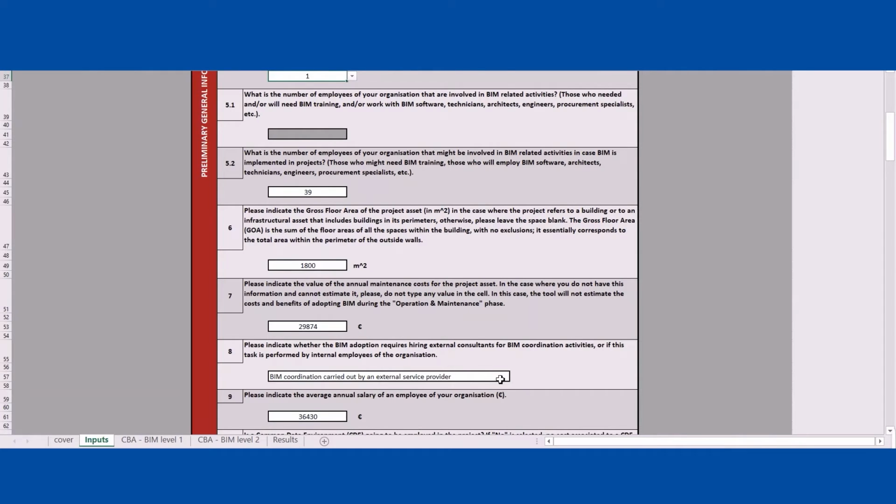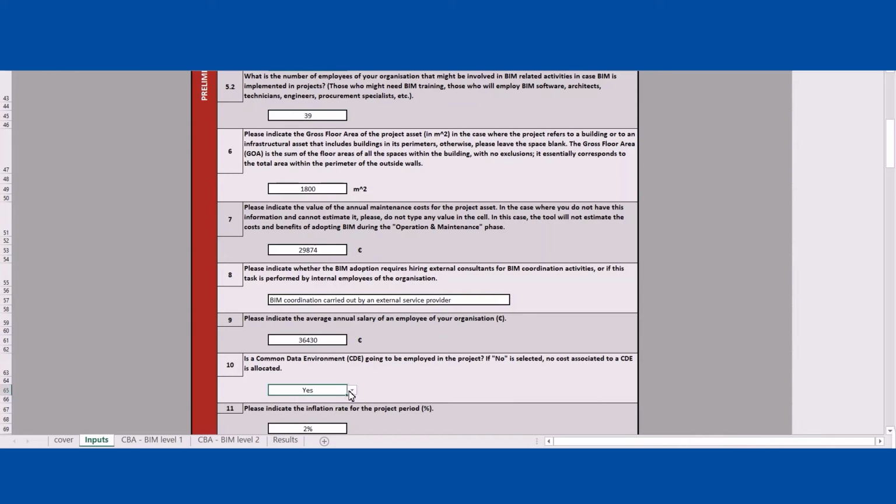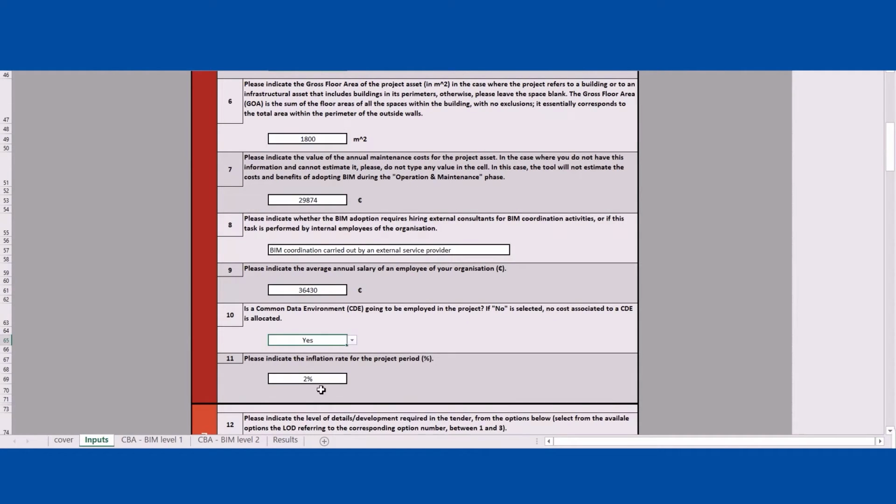Next, in question 8, we select whether the BIM coordination is performed internally or externally. We select the latter option, as our organisation has no prior experience with BIM. In question 9, we provide the average salary of the employees in our organisation. In question 10, we indicate that we expect to use a common data environment in the project as required by tender documents. Finally, we also indicate the inflation rate we want to consider during the project period.